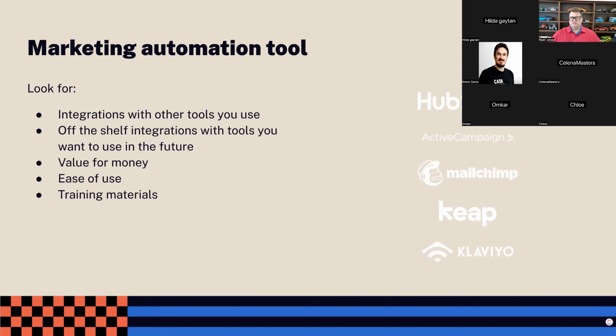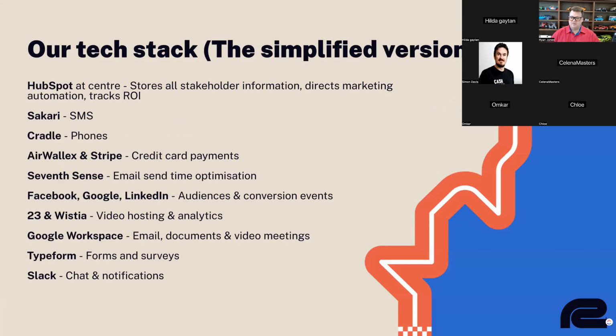So what does this actually look like in our business? Well, I prepared a little breakdown of what our tech stack looks like. This is a very simplified version of our tech stack. So for us, we have HubSpot at the center of our tech stack. So that is our CRM, is our marketing, our sales, and our support tool. So it stores all of our stakeholder information, directs our marketing automation, and also tracks the return on investment that we get from our marketing.